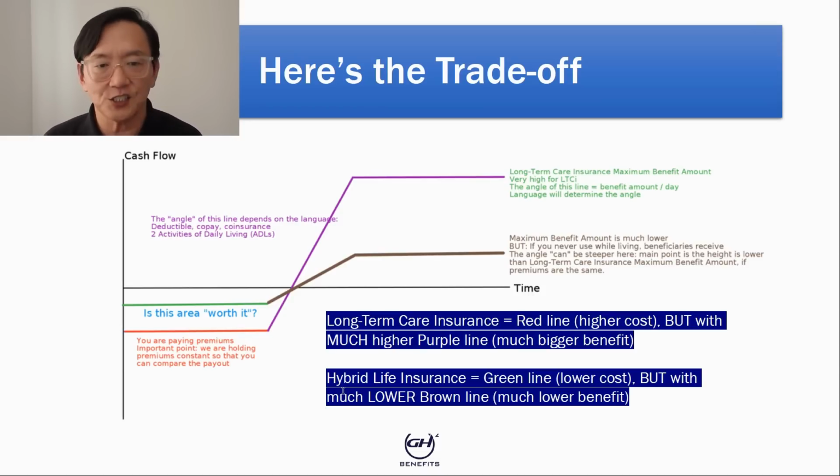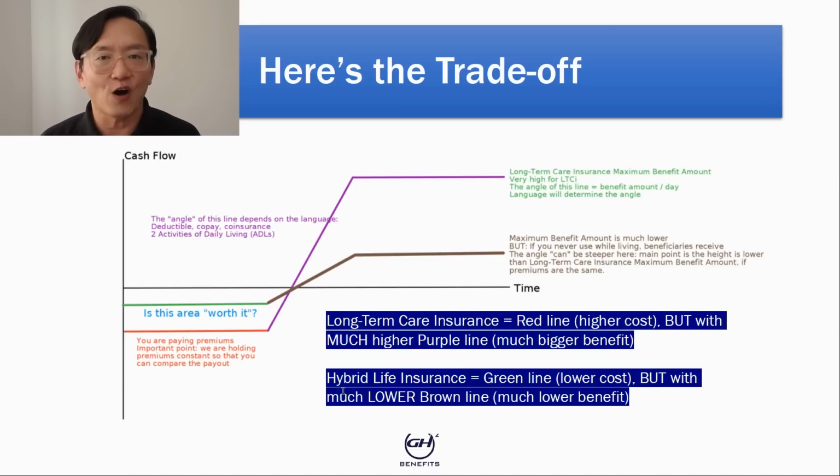But in the instance that you require benefits, you can see the purple line: a far steeper payout to you, bigger benefits to the buyer, the consumer. That's you. So the maximum benefit amount, which is once the purple line flattens out, because there's a maximum amount you can receive, is much higher than the brown line. So the red line to the purple line, that's traditional long-term care. The green line to the brown line, that is life insurance with living benefits.